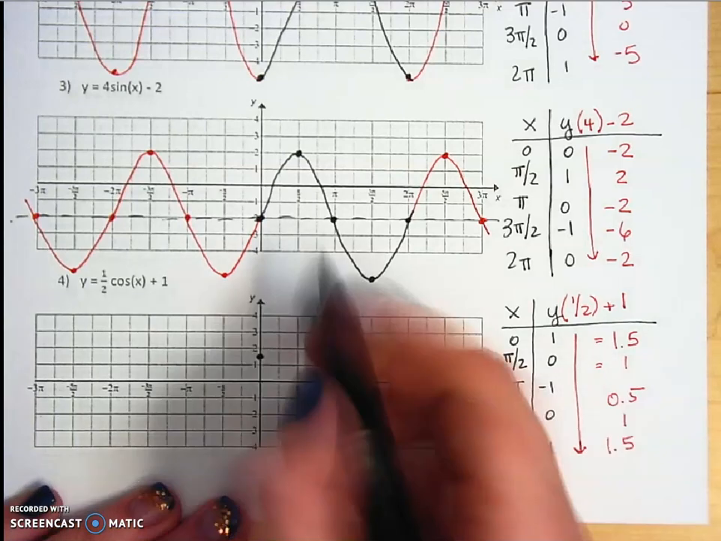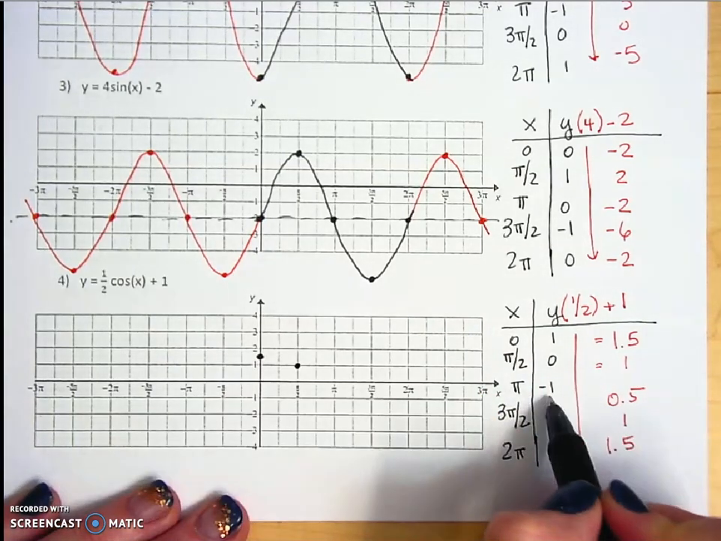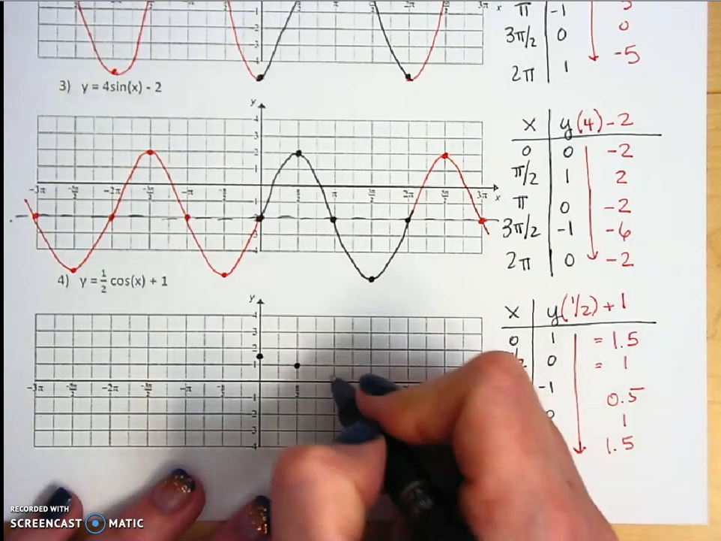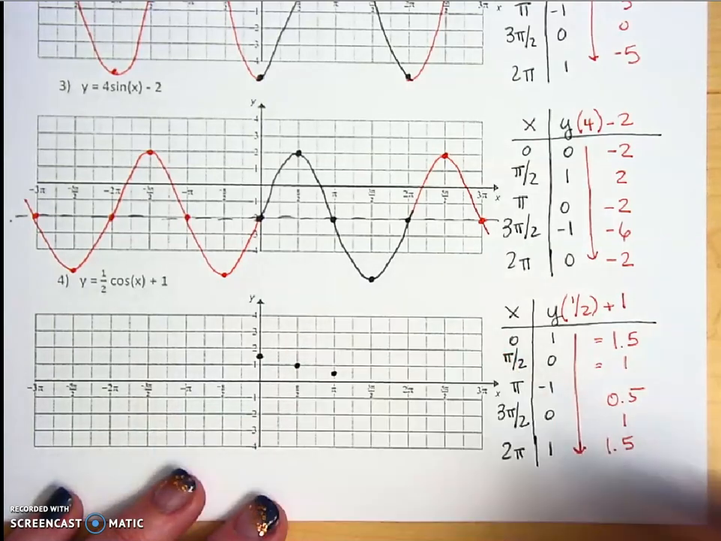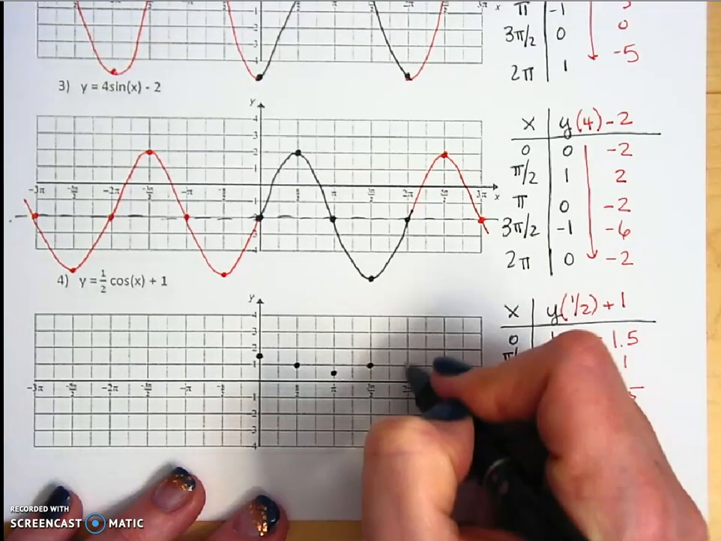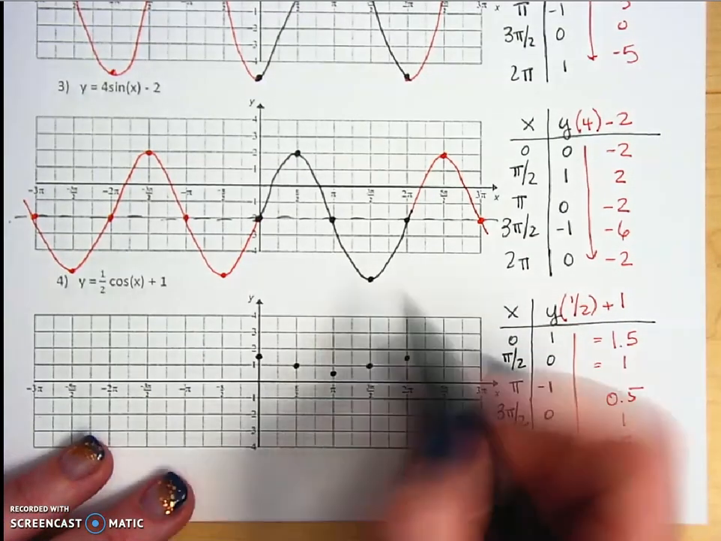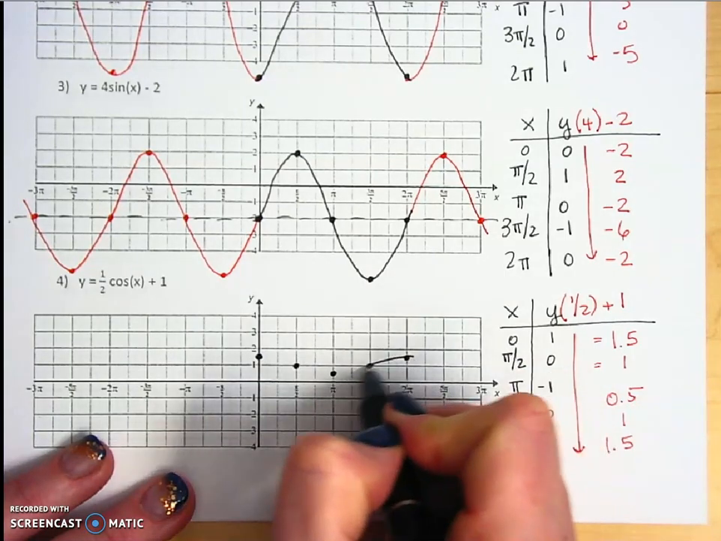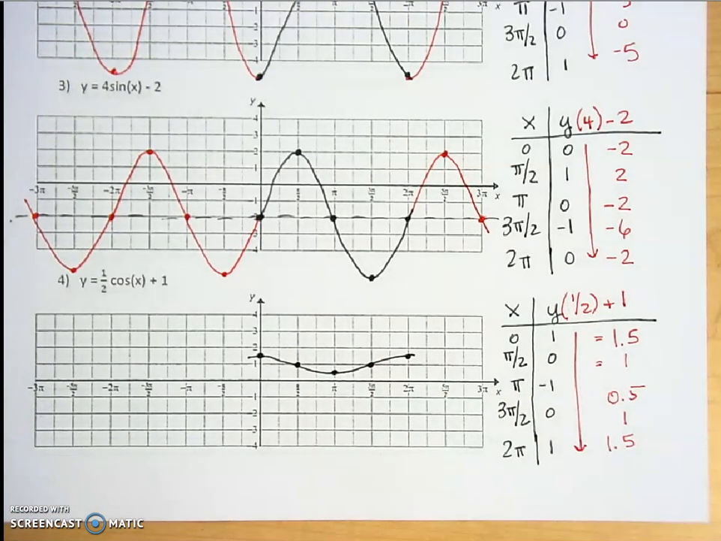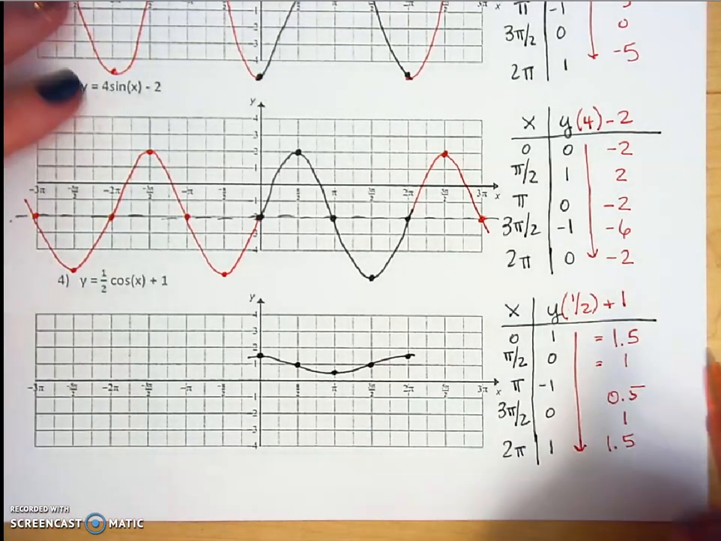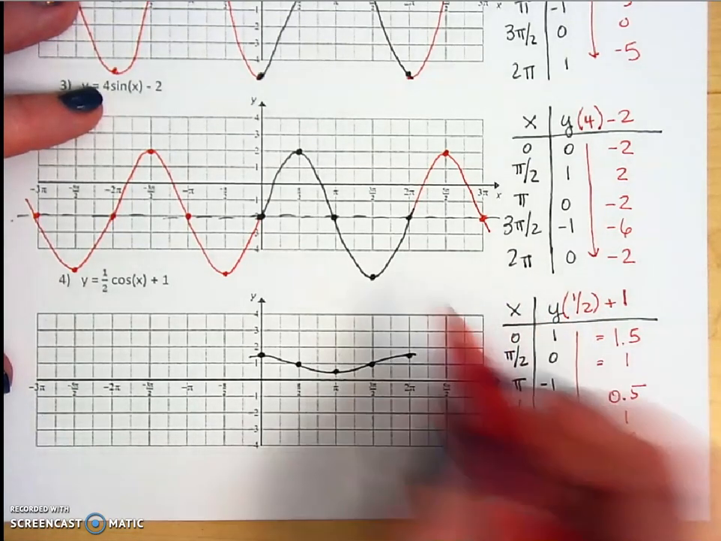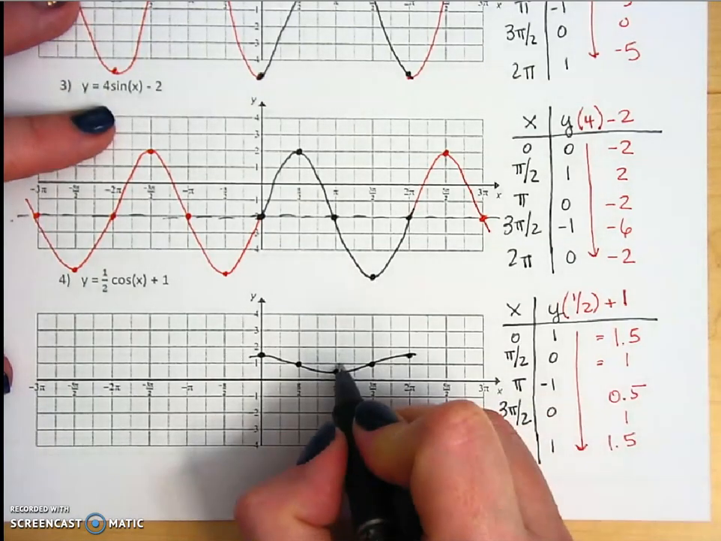At pi over 2, I'm at 1. At pi, I'm at 0.5. At 3 pi over 2, I'm at 1. And at 2 pi, I'm at 1.5. So there's our first cycle. You can definitely see how it's been flattened out. So I'm going to fill in the rest. So my new midline is right here. And the center line.